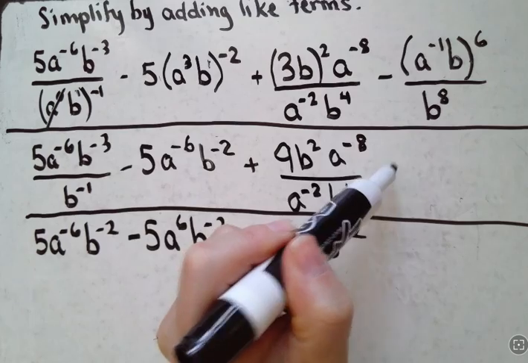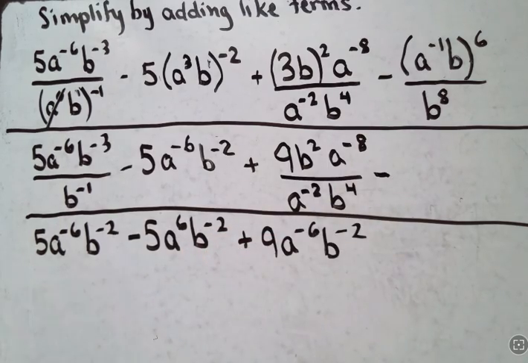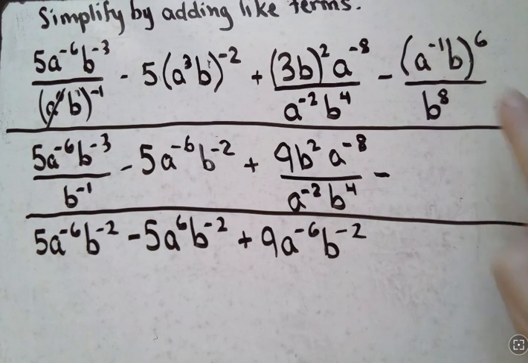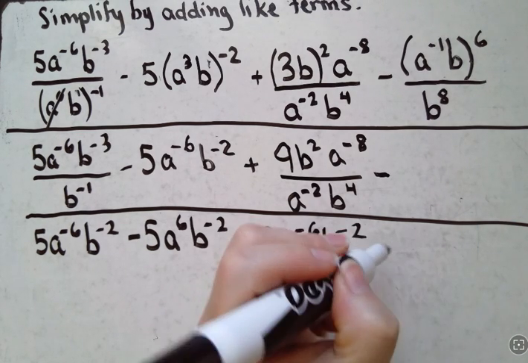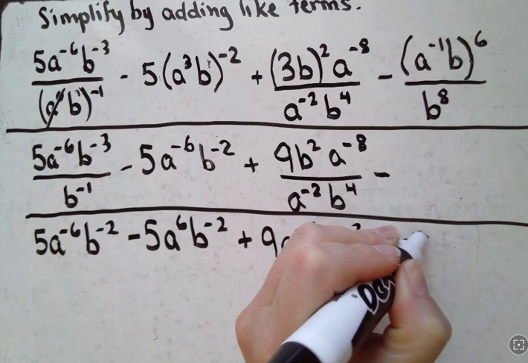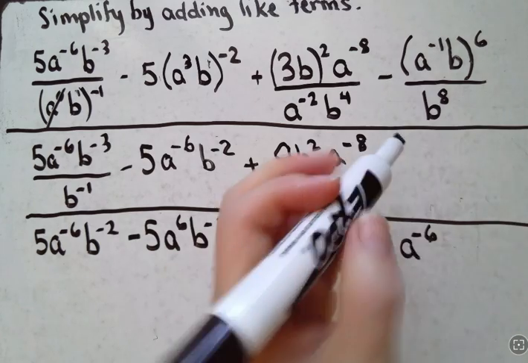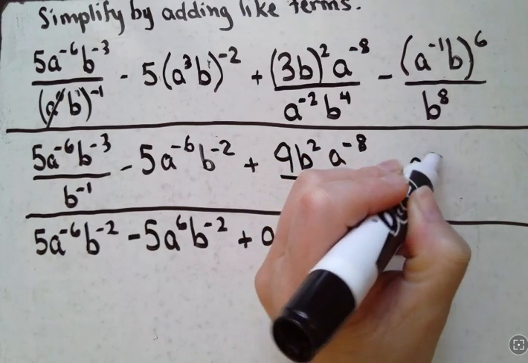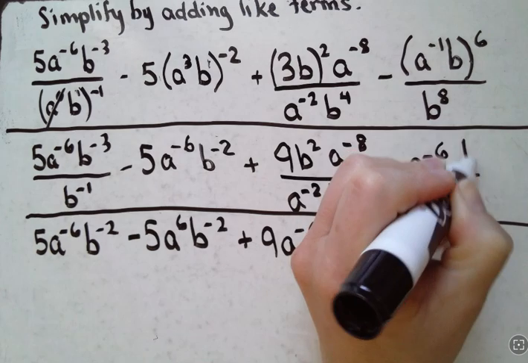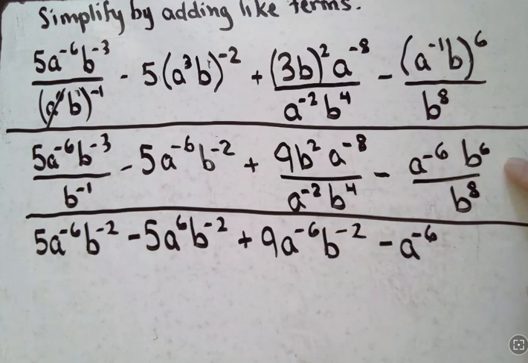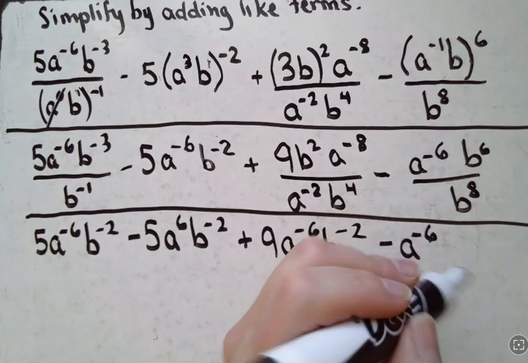Last term, I take everything inside the parentheses and I have to multiply the exponents. So a to the -1 times 6 would be a to the -6. And then this becomes b to the 6. So that's a to the -6. And then I have b to the 6 over b to the 8th. So I would go 6 minus 8, which is -2.